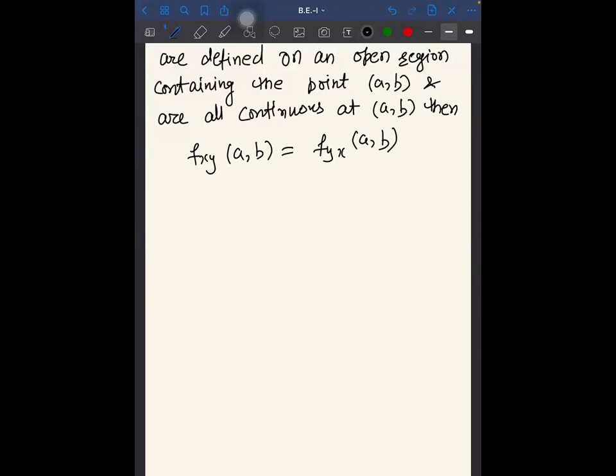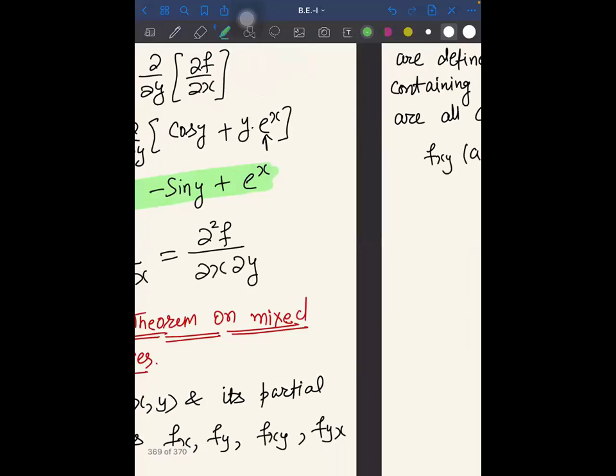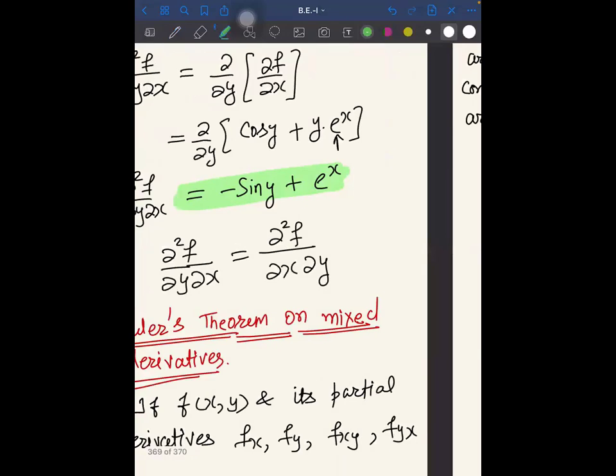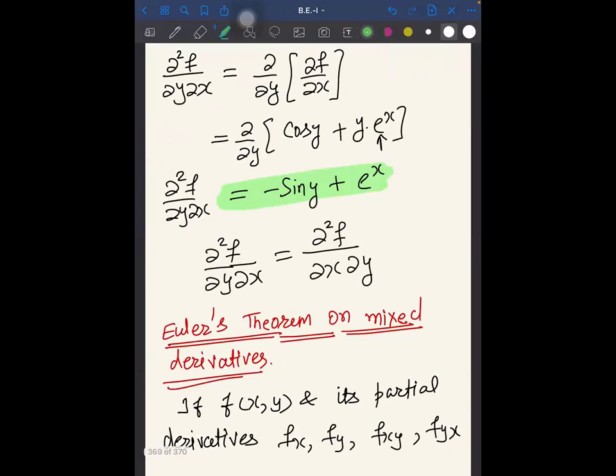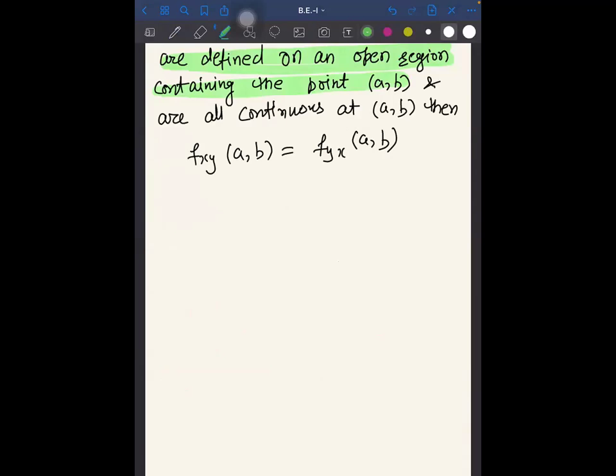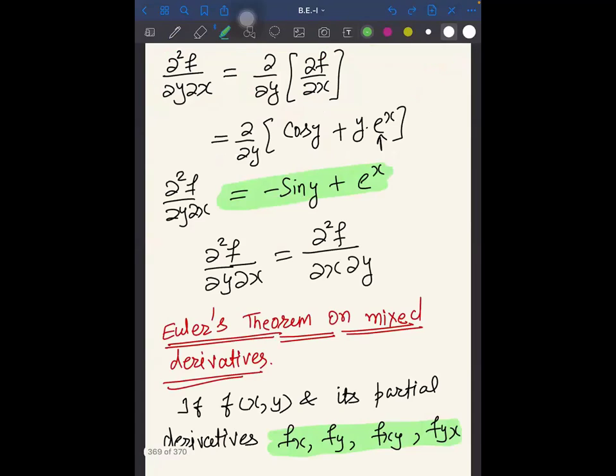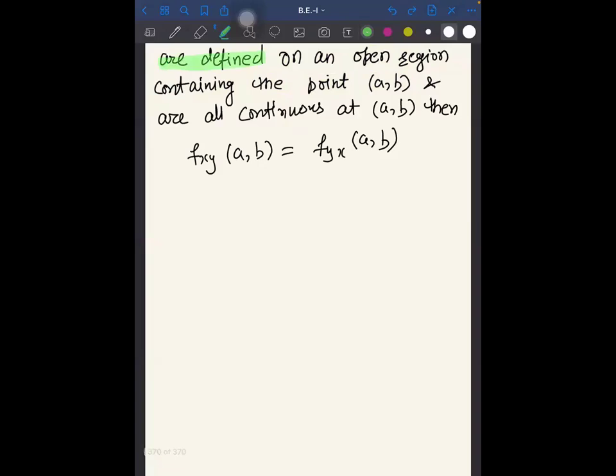So what are those conditions which I want to state? What does that Euler theorem say? It says that, first of all, these four derivatives should exist on an open region containing the point (a, b). This is one thing, that they should exist, right? They should be defined. So let me mark two special points. These four derivatives are defined. That is the one condition, on an open region containing the point (a, b).